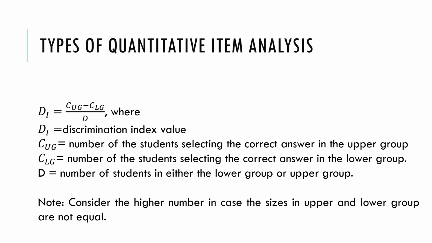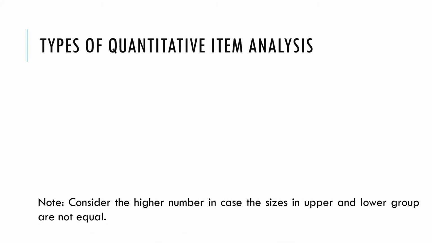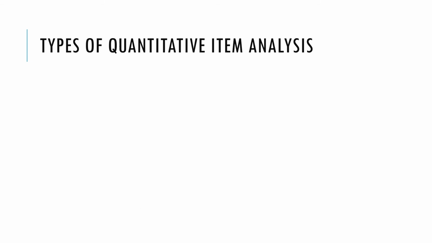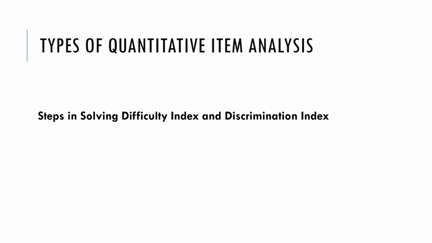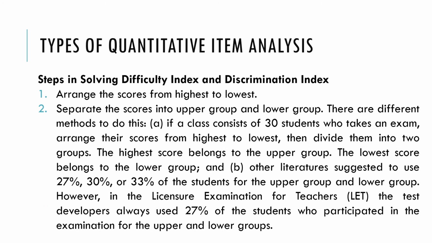Now, let's try to identify the steps in solving difficulty index and discrimination index. Okay, here are the steps. Number one, arrange the scores from highest to lowest. Let's run through everything because I'll be giving you an example of this. Number two, I'll just read. Separate the scores into upper group and lower group. There are different methods to do this.